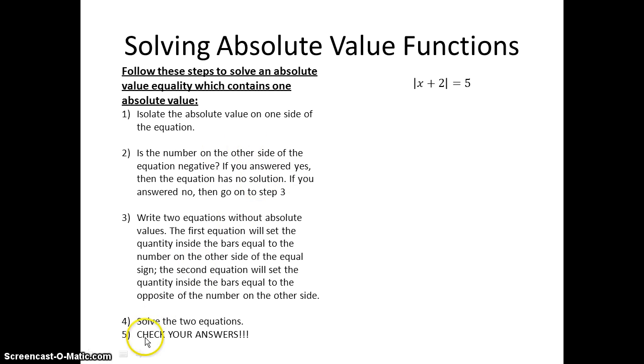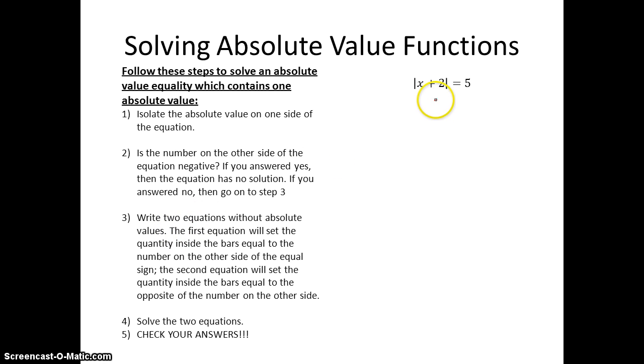So let's do an actual example here. So I have absolute value of x plus 2 equals 5. Now isolate the absolute value on one side of the equation. Is that already done? Yes. My absolute value is by itself. I have no numbers adding, subtracting, multiplying, or dividing to it. So it is isolated. Step 2. Is the number on the other side of the equation negative? Nope. It is positive. Positive 5 here. So we're going to skip down to step 3.